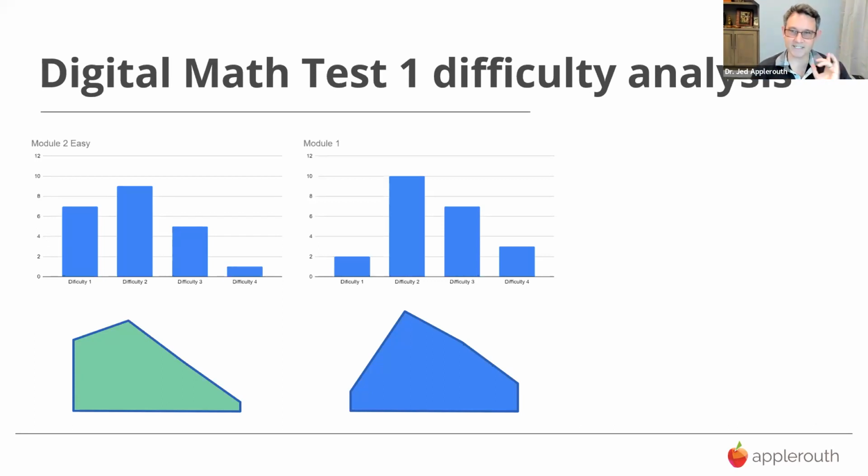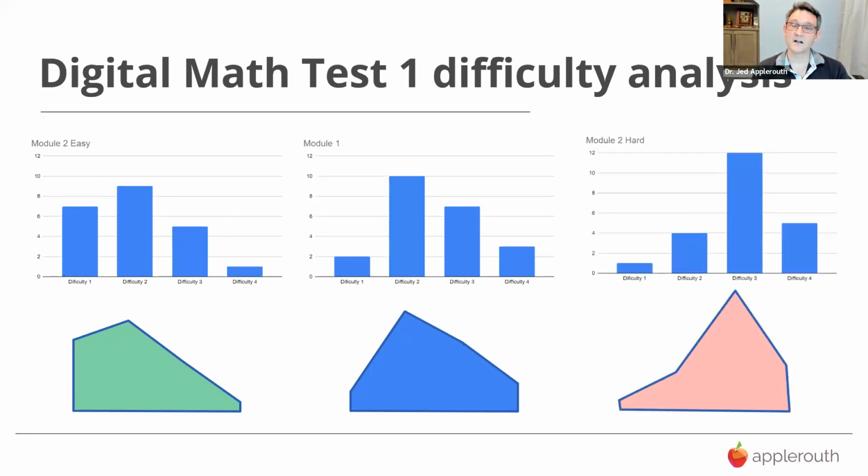Now compare that easy module to the hard module. These are quite different. Level 1 goes from 7 easy questions down to 1. It goes from 9 level 2 questions, so easy, not as easy, down to 4. Level 3 pops from 5 questions up to 12, and the hardest question types go from 1 up to 5. So you can see how different these are if I get routed to the easy or hard module.